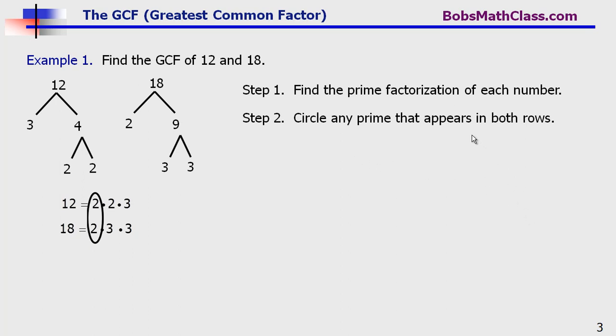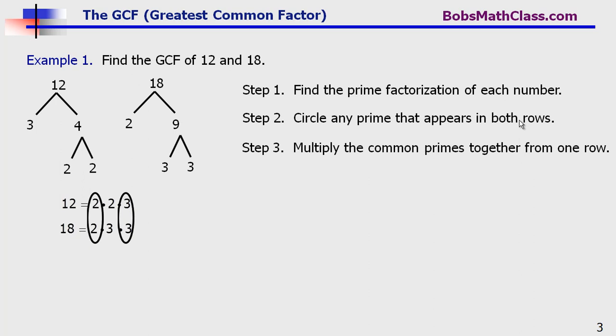Let's see, is there anything else that's common? Oh yeah, 3. So a 3 on top with a 3 on the bottom. Now we're going to multiply the common primes together from one row. So multiply what's circled, and just look at the top row. A 2 and a 3. So that's our greatest common factor, which is 6. Multiply those numbers. 2 times 3 is 6.